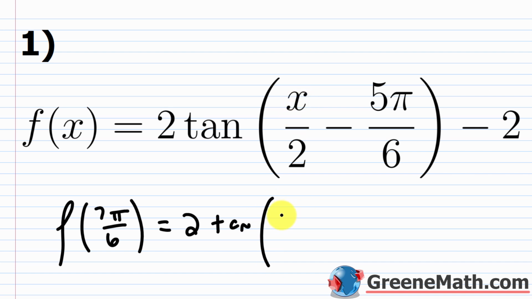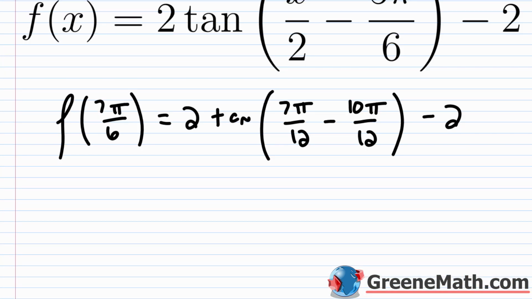So you can say that that is 7 pi over 6, which is your x value, times a half. That would be 7 pi over 12. And then minus, you have 5 pi over 6. You can write that with a common denominator by multiplying by 2 over 2. So you can say that's 10 pi over 12. Close that down and then say minus 2.